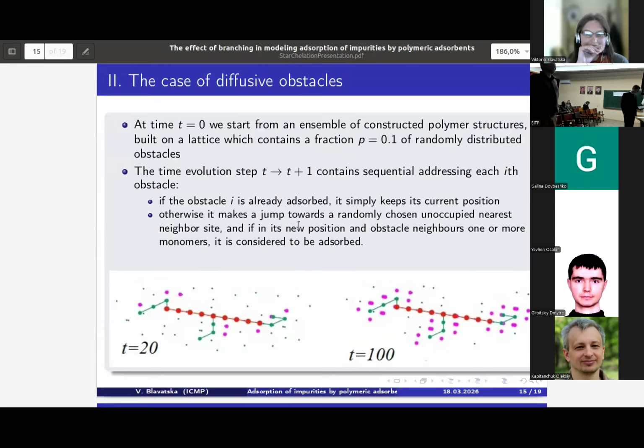Yes, in this case, really, it's better not to use "obstacle". Actually, we did not think about that. Because it is the first part of the study, we considered them frozen, and then we decided to let them diffuse in space. Yes, better to use pollutants probably.